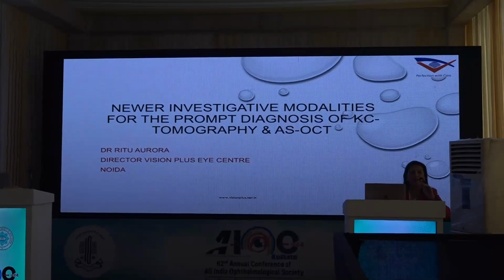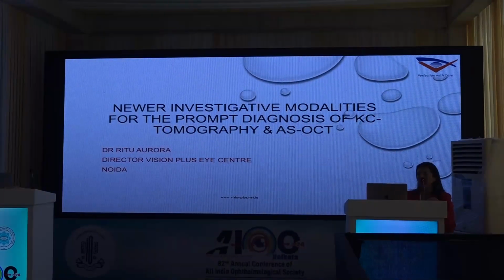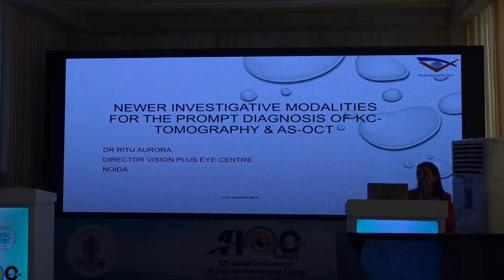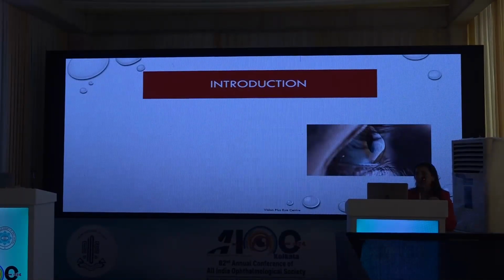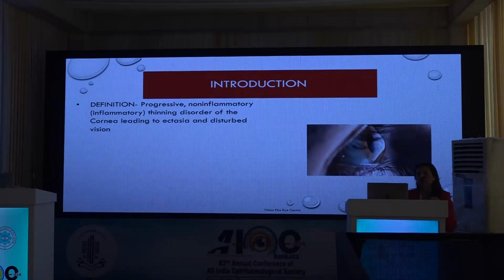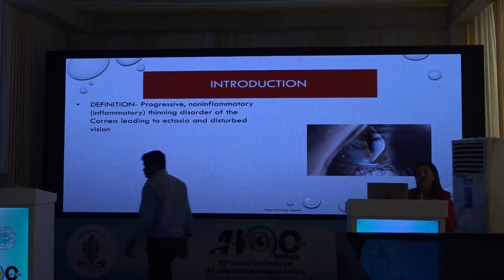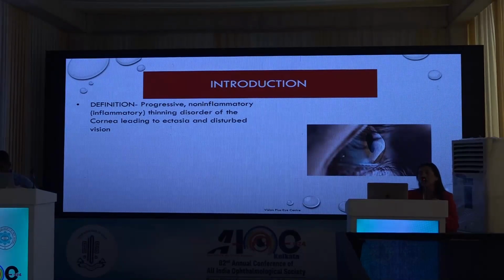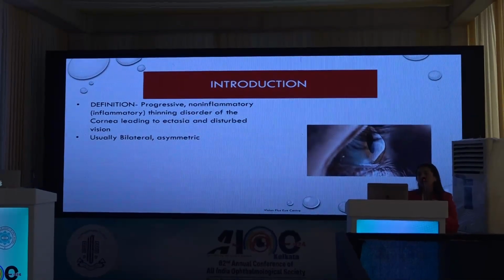And I'll be talking about some of the newer investigative modalities, more specifically the tomography and ASOCT. Now, as we know, keratoconus has been classically defined as a progressive non-inflammatory thinning disorder of the cornea, which leads to ectasia and a disturbed vision, though we know that inflammatory factors are also important. And we also know it's bilateral, asymmetric.